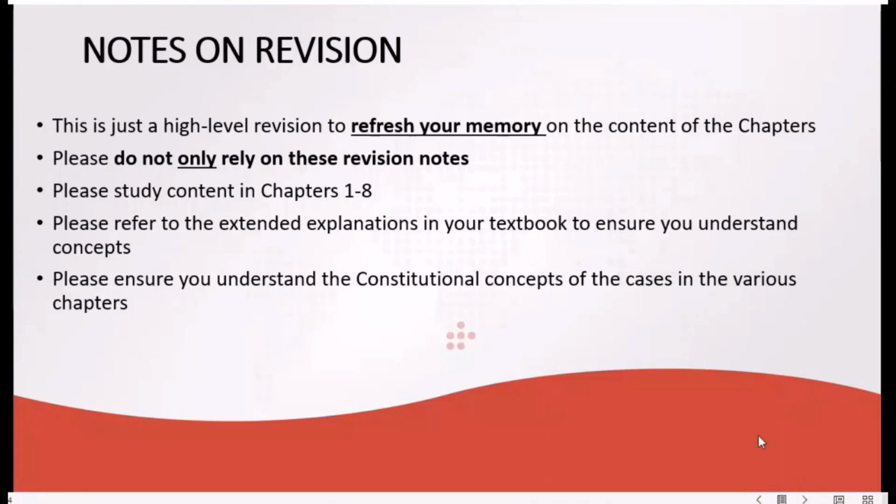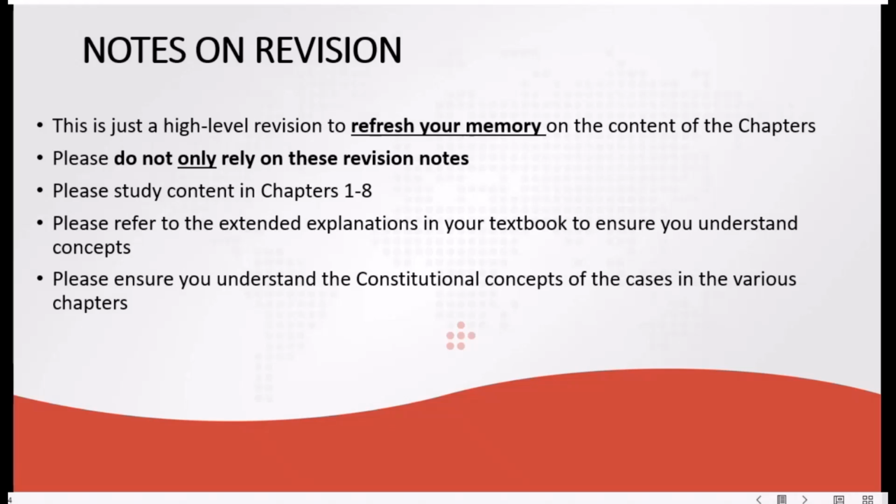Okay, colleagues, so just some notes on this high-level revision that I'm doing. It's literally for purposes of just refreshing your memory, guys. I'm not going in depth. I'm not regurgitating what was done in the previous tutorial sessions. Otherwise, that will take up too much time. So it's really high level just to refresh your memories on what each chapter was about.